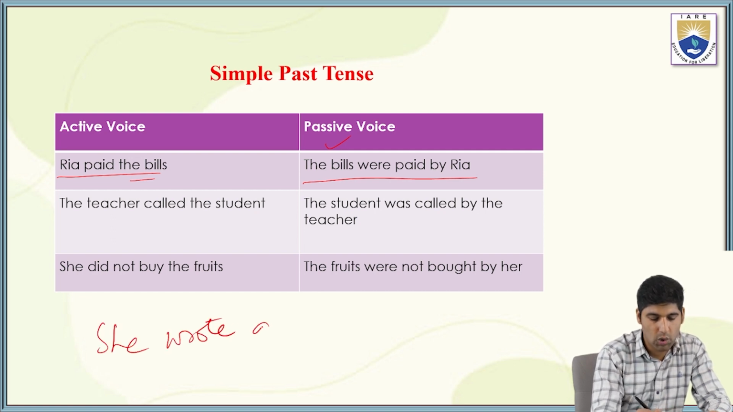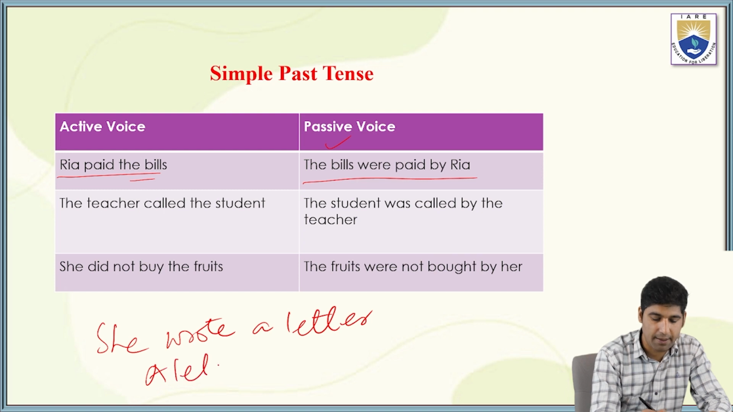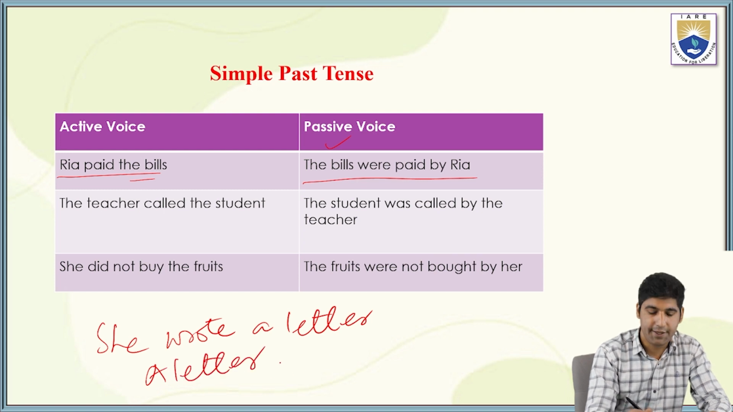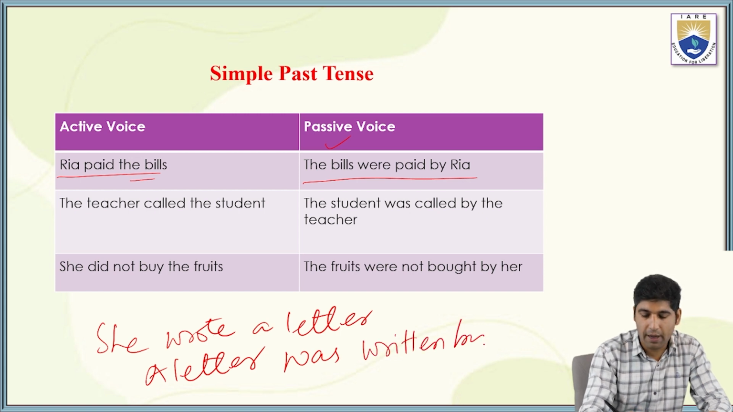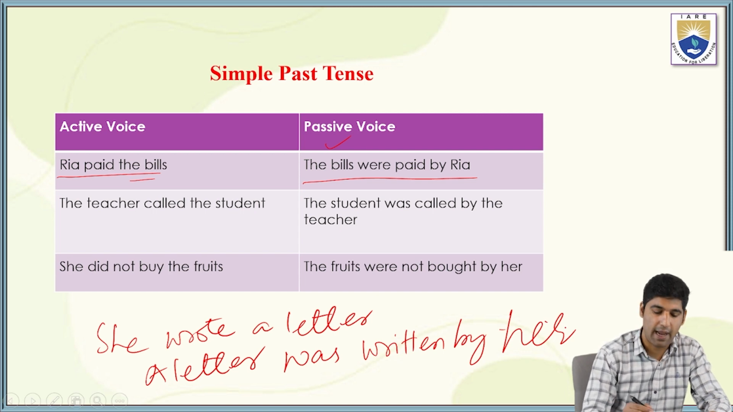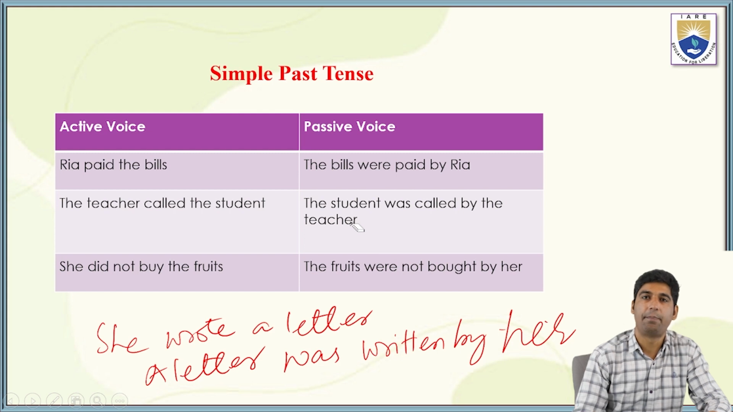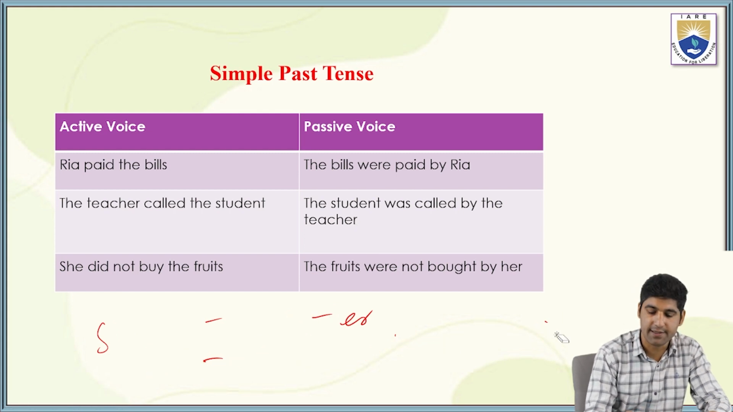She wrote a letter. A letter is the object, it will be the subject. A letter, it is past, it will be "was". The verb will be the third form, followed by "by", and the object "she" will be converted into "her". A letter was written by her. So this is how we can form the passive voice of past indefinite tense.